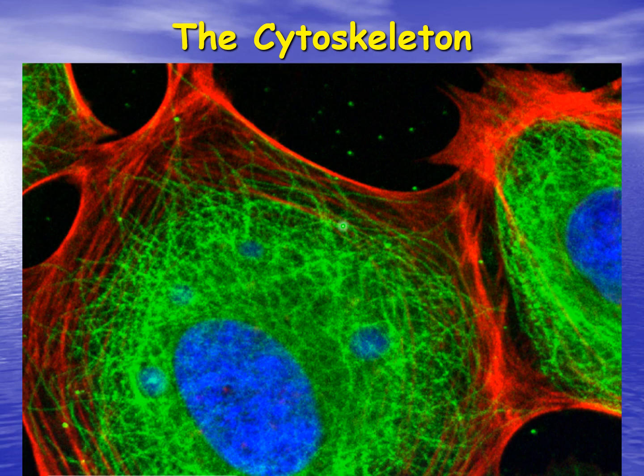And this is a fluorescent stained cell. This is the cell membrane in the red, and all of this green is the cytoskeleton. And so literally this gives the shape to the cell as well as performing other functions.